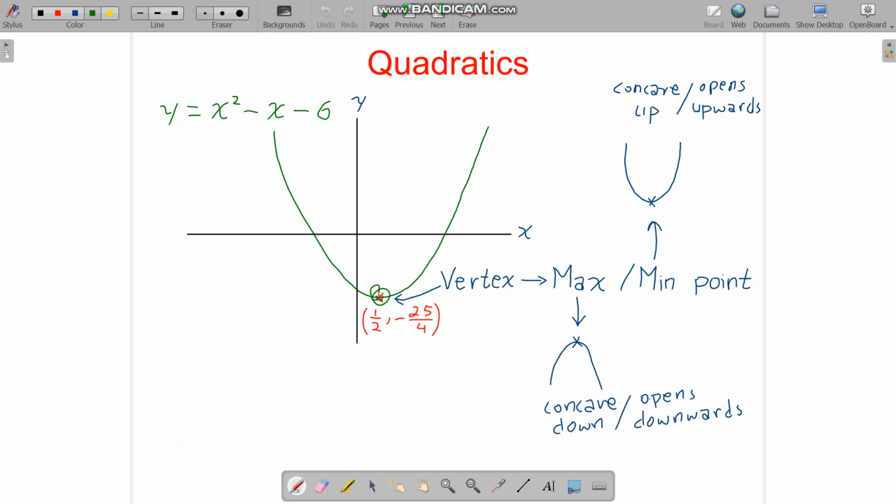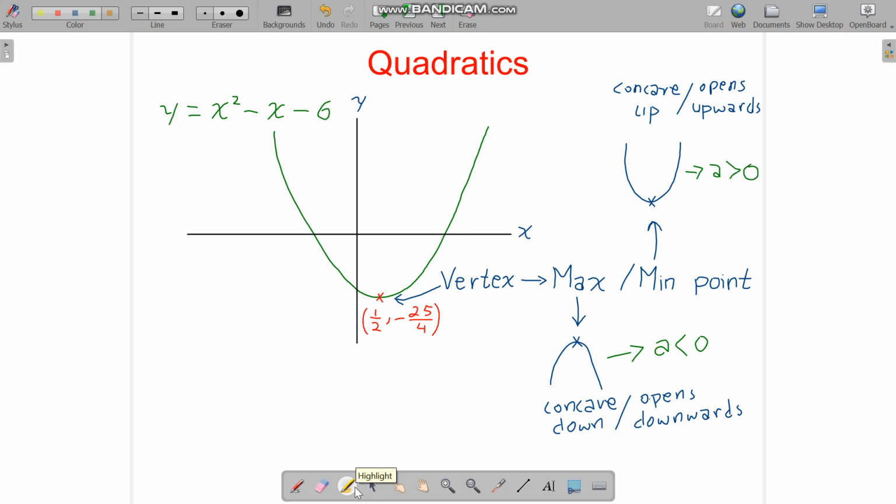This is called the vertex. The vertex can be a maximum or a minimum point. It's a maximum when it's the highest point. When the shape of the parabola is like this, we call it concave down or opens downwards. This happens when the coefficient a is negative. It's a minimum if we have the lowest point. When the shape of the graph is like this, we call it concave up or opens upwards. And in this case, the value of a must be positive.